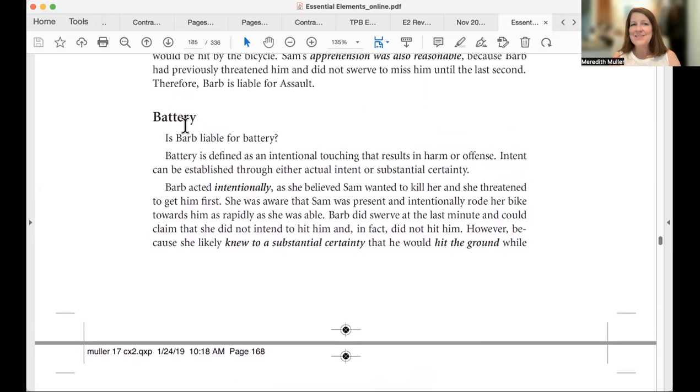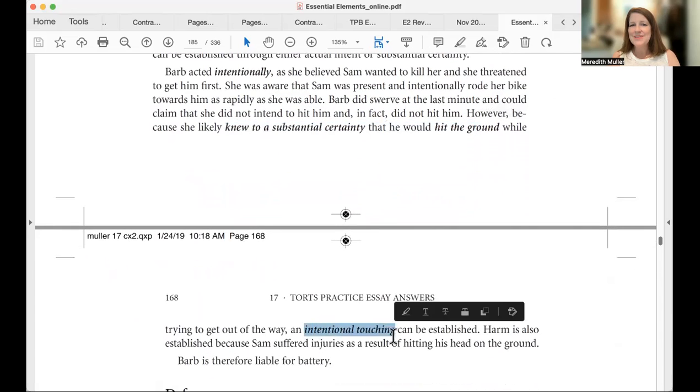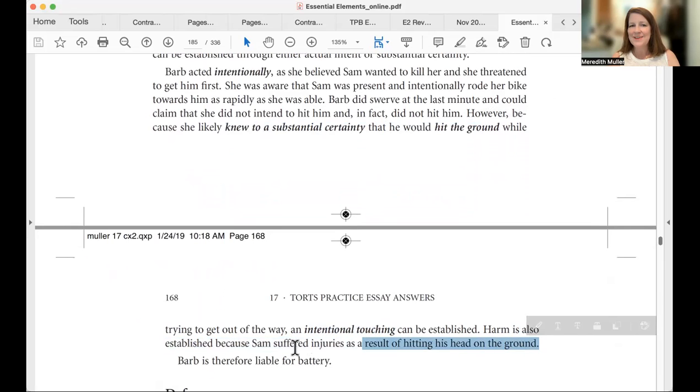So again, using IRAC, battery is our issue. Is she liable for battery? Define battery, okay, and then analyze each element. There's an intentional touching, okay, that resulted in harm or offense. And therefore, our conclusion: Barb is liable for battery.